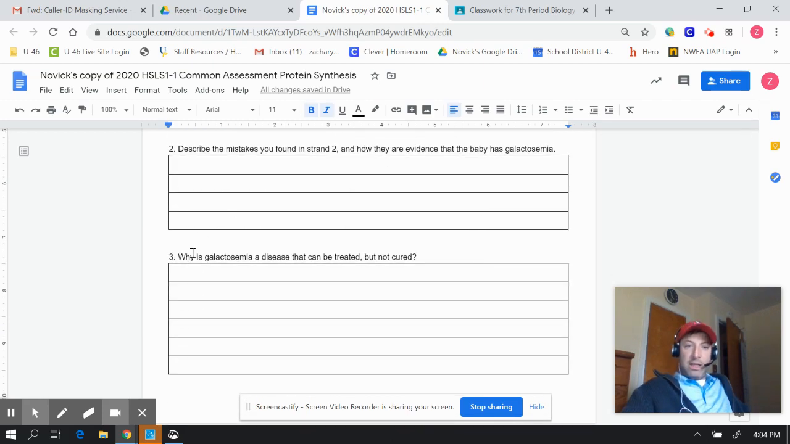And then finally, why is galactosemia a disease that can be treated but not cured?